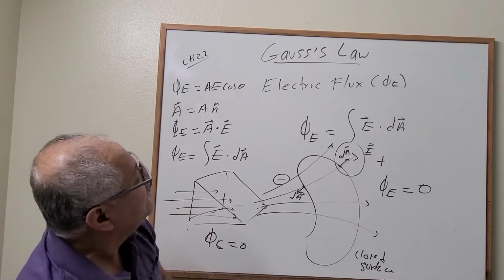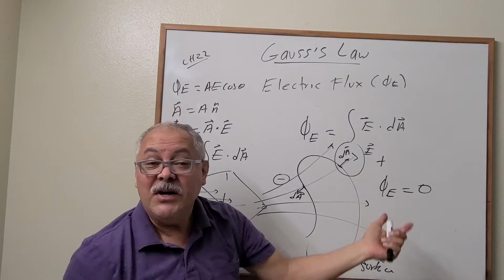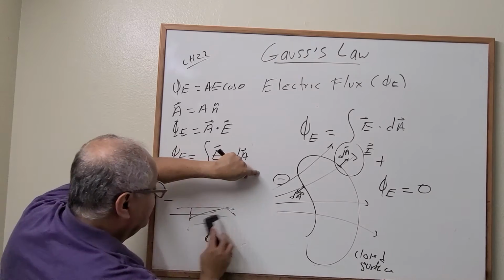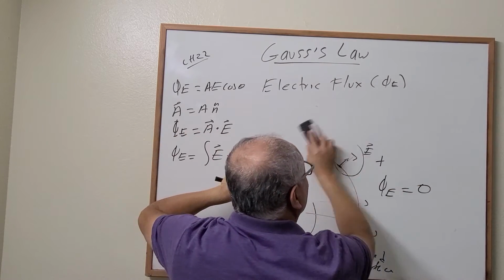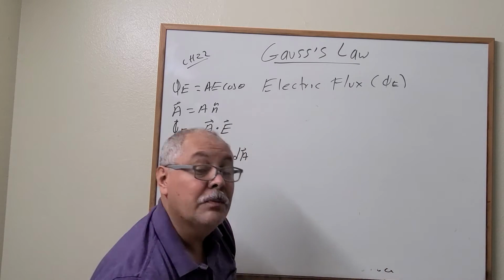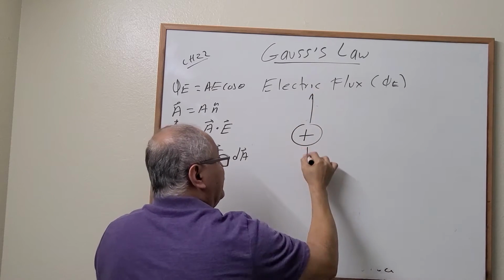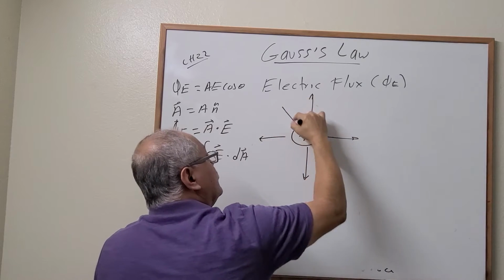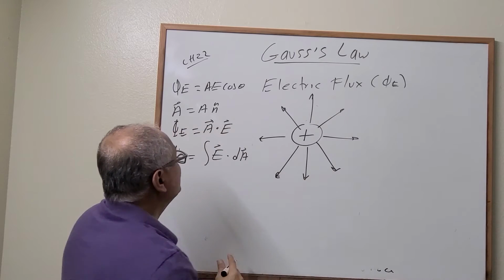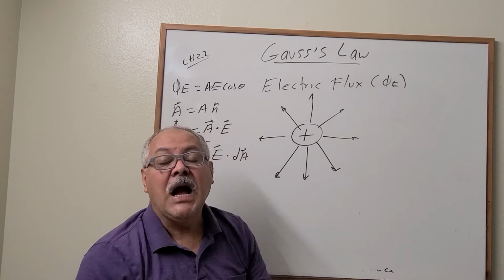This is again working only with the electric flux. Now let's see how we relate this electric flux to the charges. That is actually Gauss's law. Let's do it. Let's go back to the positive point charge. Remember, the electric field is going out from the positive charge. Now let's create a closed surface. These surfaces are called Gaussian surfaces.